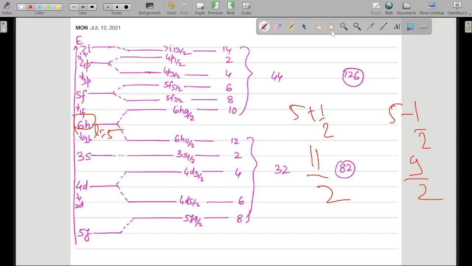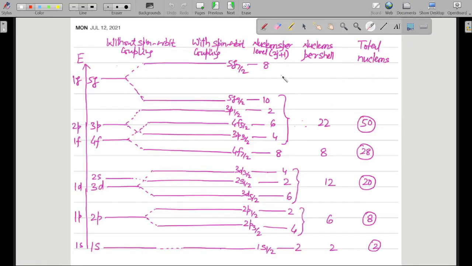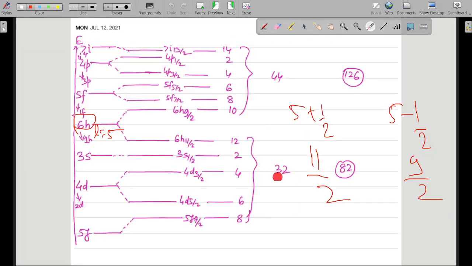Okay, so let us see. We have seen 11 by 2 and we have seen 9 by 2. Now this energy level will come in this shell. Why? Because 2 into 11 by 2 plus 1, that is 12, and as soon as 12 nucleons are filled, this particular shell becomes one shell, because 50 plus 32, up to here we had 50 nucleons. Now 32 nucleons are over here, so 50 plus 32, that is 82. So total number of nucleons 82. So this is one complete shell.